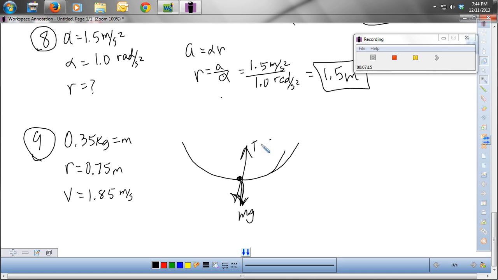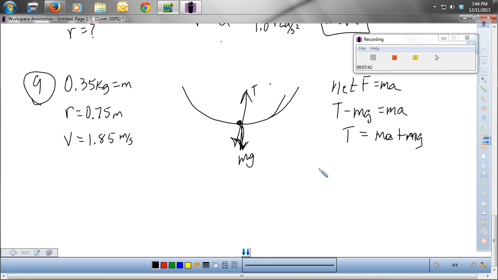So I have the weight, which is mg, and I have the tension. So the tension is going to supply the centripetal force. So net F equals ma. So I have tension pulling in, mg is equal to ma. So what I really have is T is equal to ma plus mg. That's an m, sorry, and that's an a. So since it's moving in a circle, I can know that a is centripetal acceleration, so I have mv squared over r plus mg.